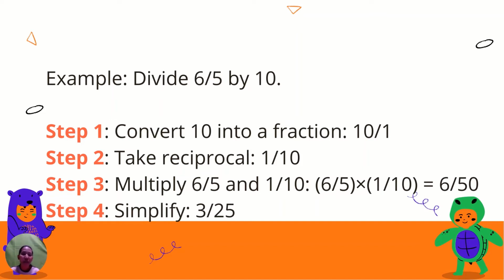Now, let's simplify. So, the greatest common factor that we can see is 2. So, 6 divided by 2 is equals to 3, and 50 divided by 2 is equals to 25. So, the final answer is 3/25.